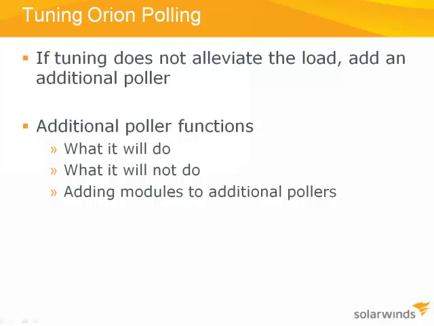Typically, when we ask people how many elements they have on a network, the number of pollers required is going to vary based upon how often they want to poll and those sorts of things. But as a general best practice, we basically take the number of elements and divide it by the 8,000 number, and that gives us the number of pollers.